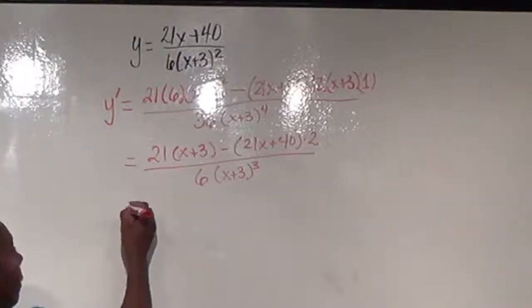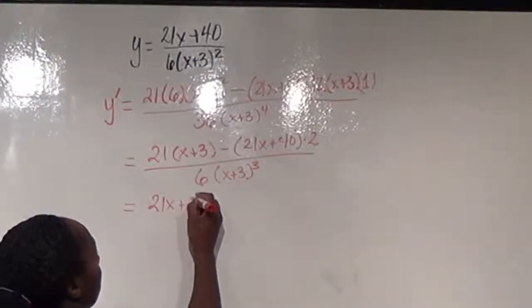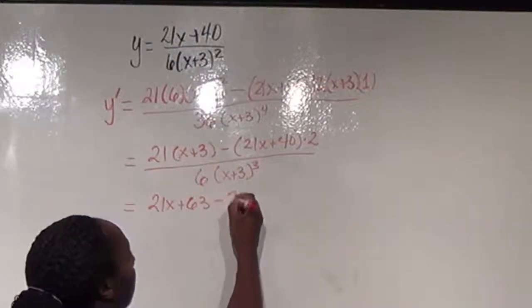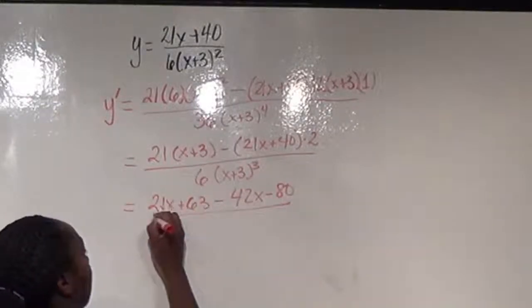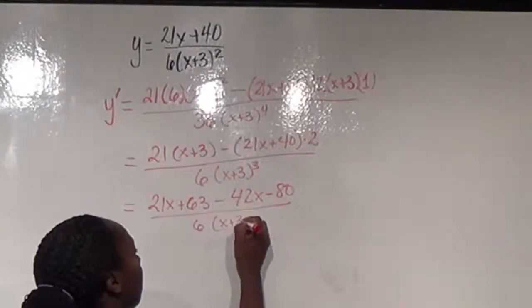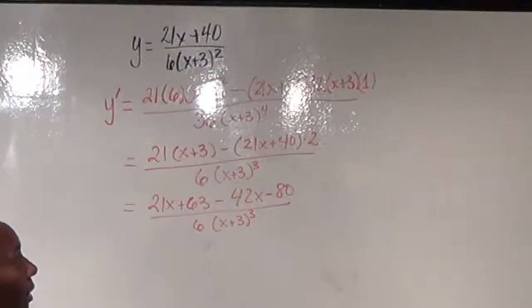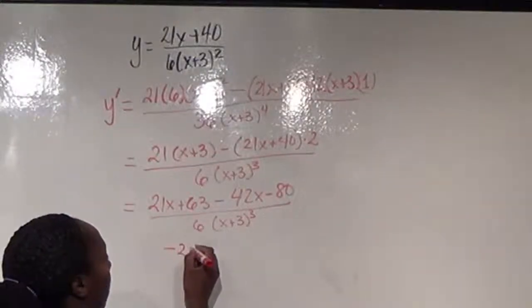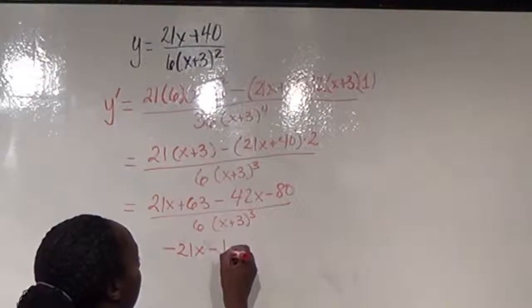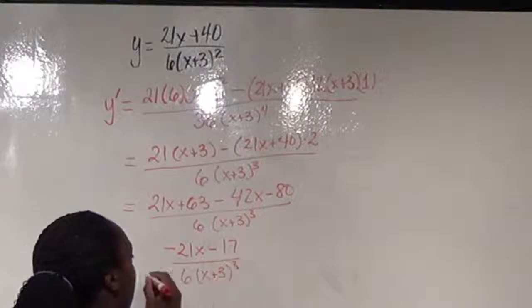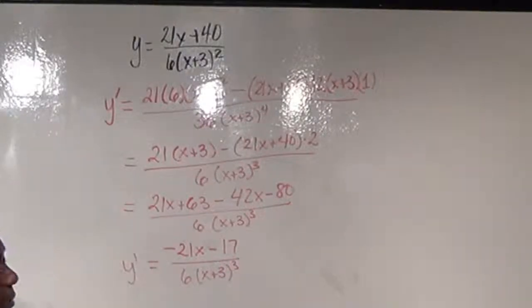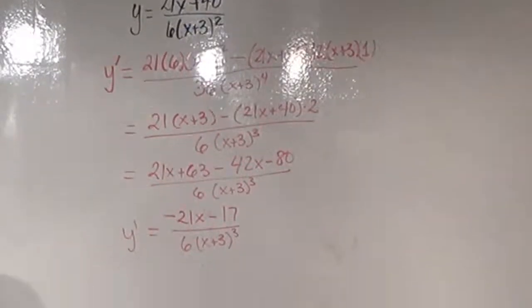Okay, simplifying the numerator, we see 21x plus 63 minus a 42x minus 80. Combining like terms, we get negative 21x minus 17 over 6(x plus 3) cubed. Now we want our second derivative.